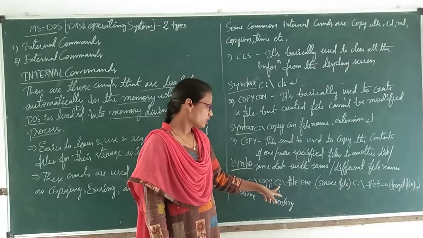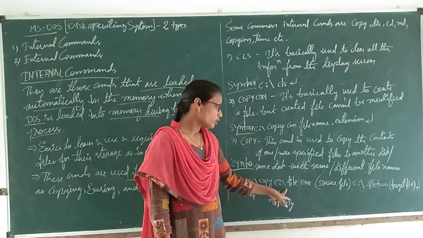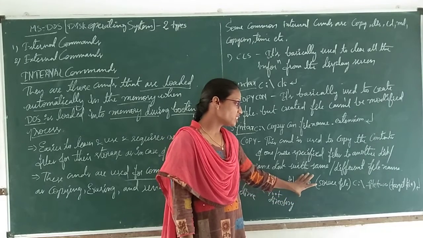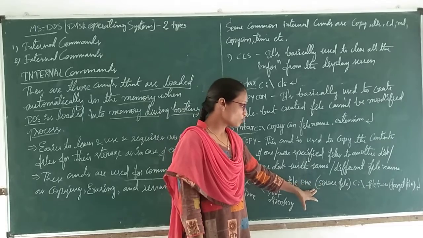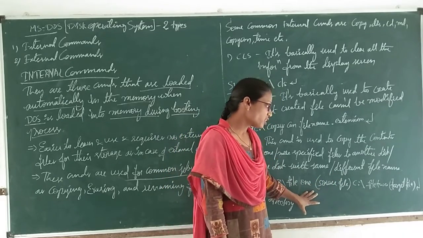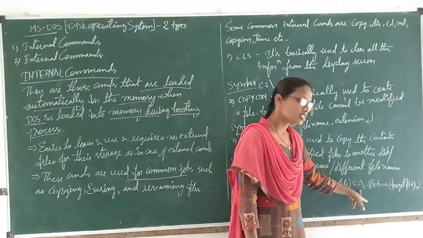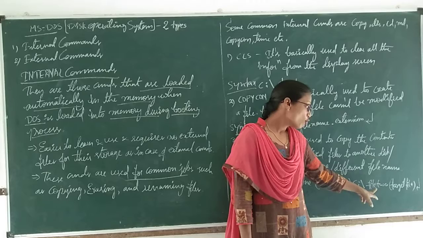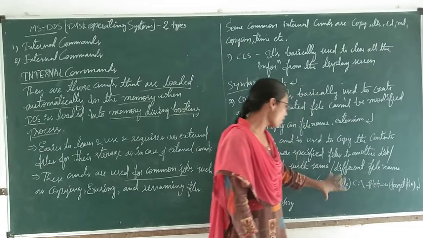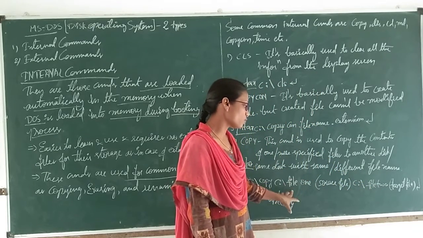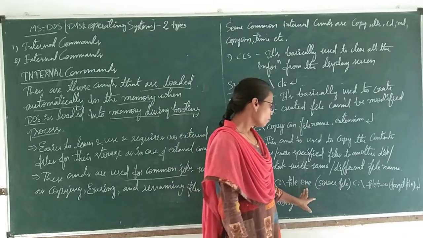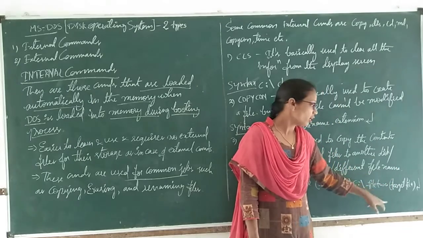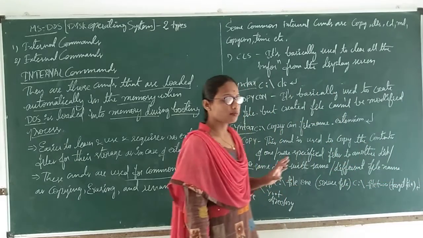Copying on the same disk, C drive and root directory, file 1 is the source file. We copy this file 1 information and paste it in the same directory: C drive, root directory, file 2, which is the target file. Then press enter.